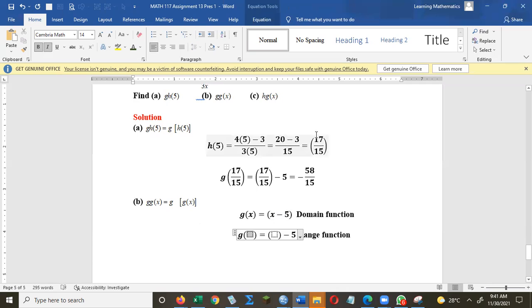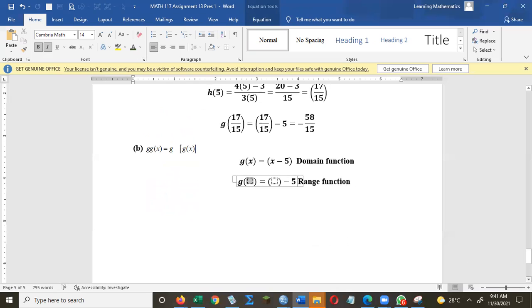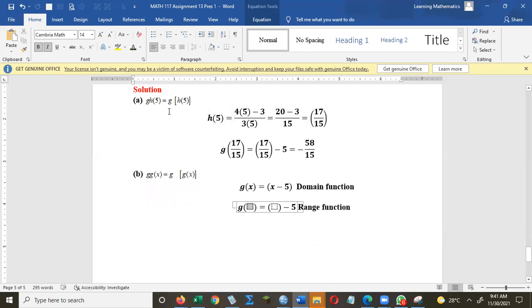You see how we put 17 over 15, and we put back 17 over 15 in here. We put 17 over 15 in the second step. So whatever you have in the bracket, you put it in the next function, which is g in that case: h of 5 going into g. Here now we have g going into g. So what should we put there? The same x minus 5, exactly. Thank you very much. The same x minus 5 we have to put back into g. So I repeat, for part A, h of 5, which is 17 over 15, went into g.